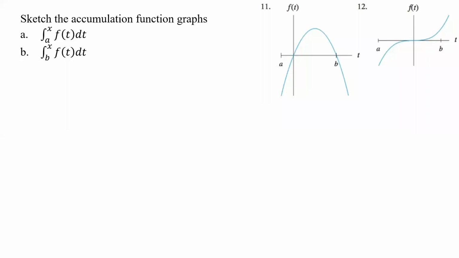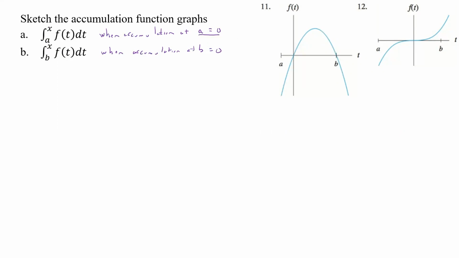All right, so here we're supposed to sketch the accumulation function graphs. And then we're supposed to start from a to x and then b to x. All right, so what happens from a to x? Well, here, this is when the accumulation at a is equal to 0. And this is when the accumulation at b is equal to 0. So that's where we want the zeros to be.